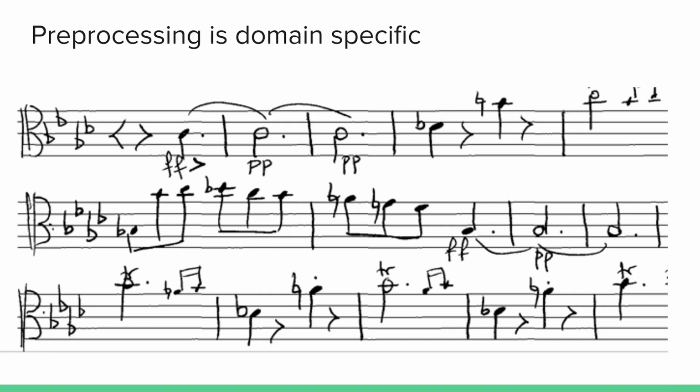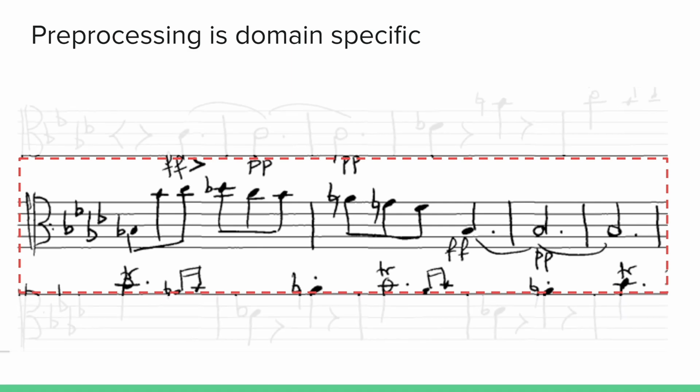Preprocessing is definitely domain specific, so if you're working on text, you might need different preprocessing than when you're working on music scores. What I've been doing on music scores was also domain specific. Kind of the baseline, if you will, for music scores are those five lines, which are called staves, and you try to extract one staff at a time to break down the problem. So what you would do is try to find those staves and then process them individually.